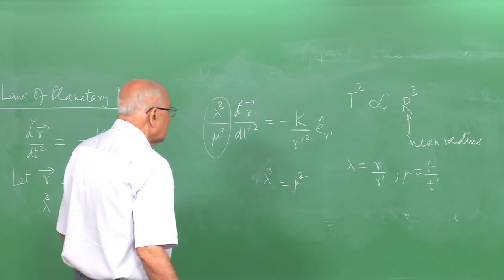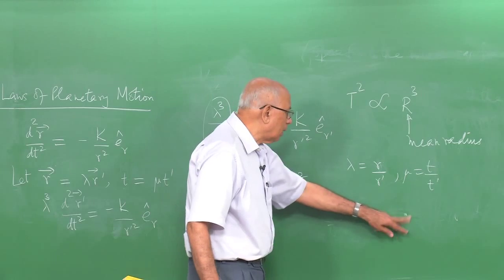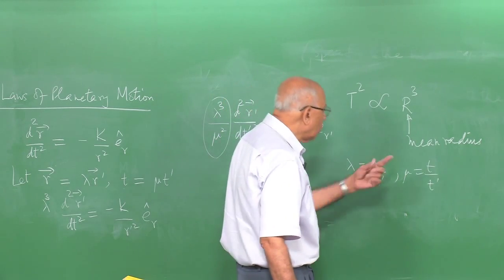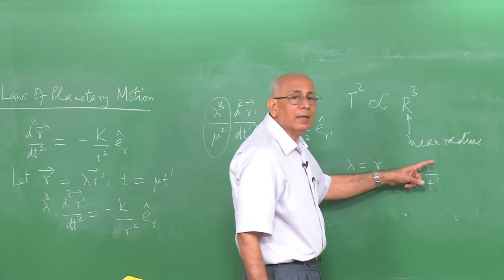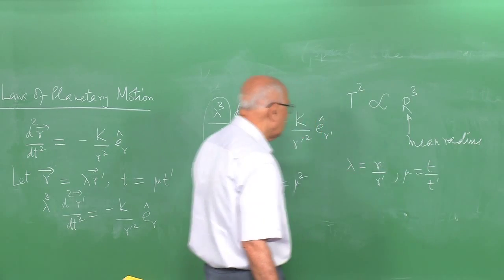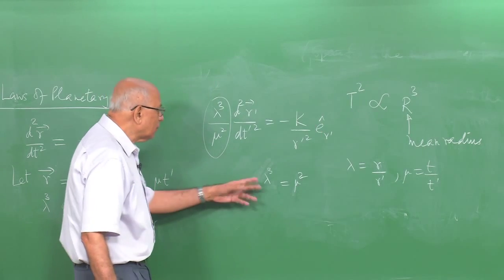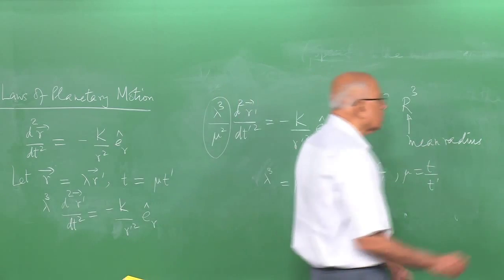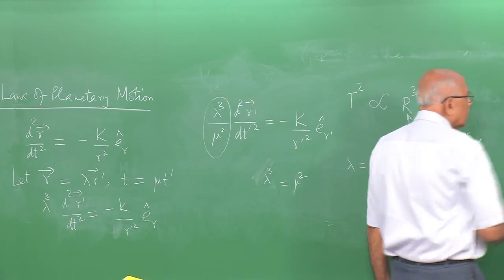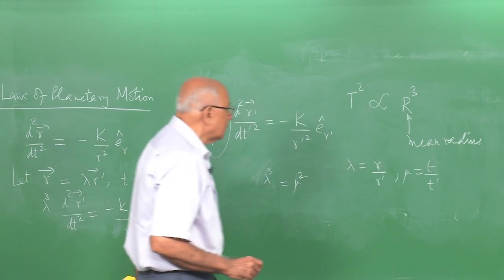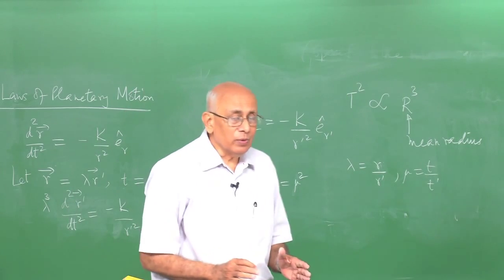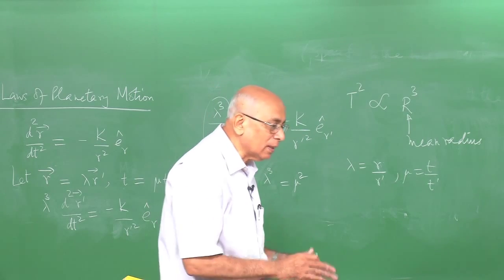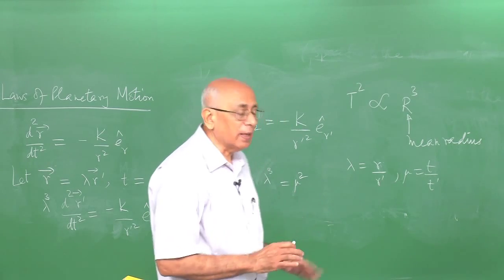That implies that if you have two length scales in the problem, r1 and r2, with ratio lambda, and two time scales with ratio mu, t over t prime, then the square of this ratio is equal to the cube of this ratio, which is precisely this law. This doesn't prove that the planets move in ellipses. It doesn't prove that the sun, the center of attraction, is at one of the foci. It doesn't do any of that.